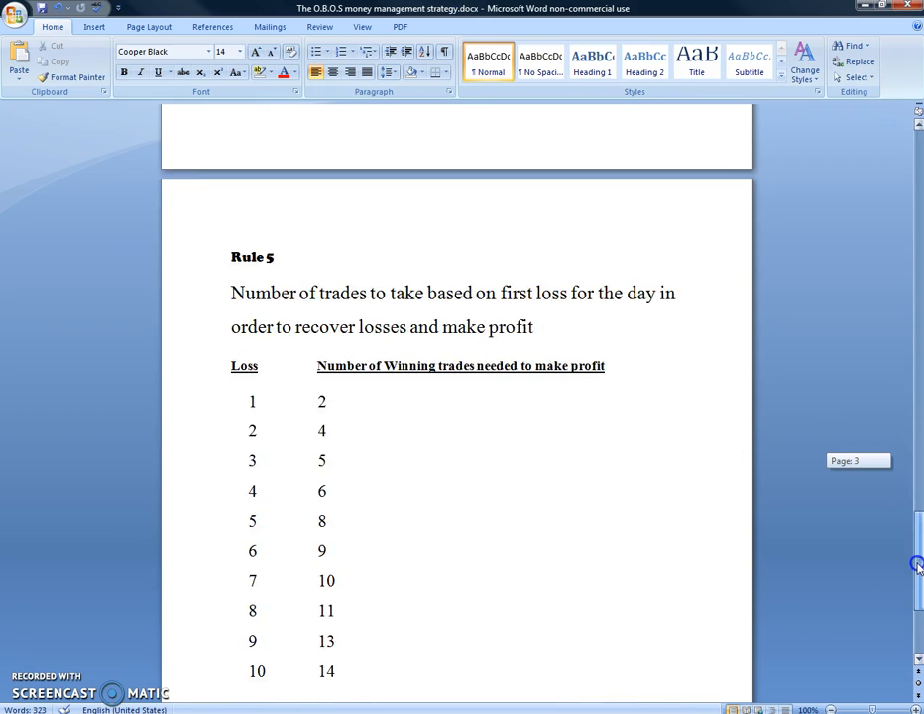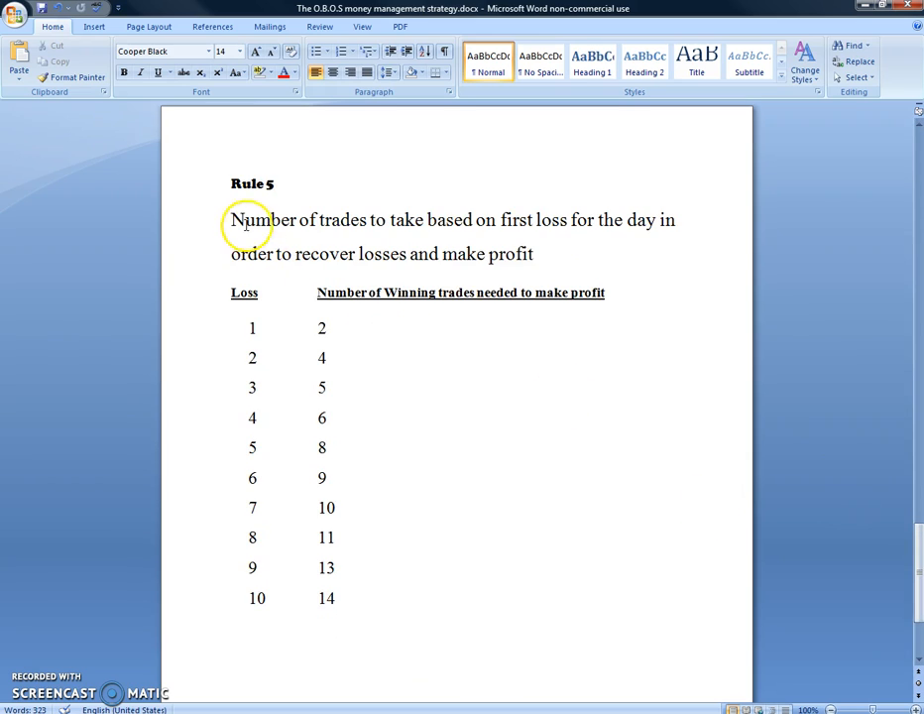Now this is the most important of them all, which is rule number 5. It covers the number of trades you're going to take after your first loss for the day in order to recover your losses and make profits. Here we have the loss and the number of winning trades you need in order to make profits. Remember the rule is take one trade per day. If you win that particular trade, that's it for the day.